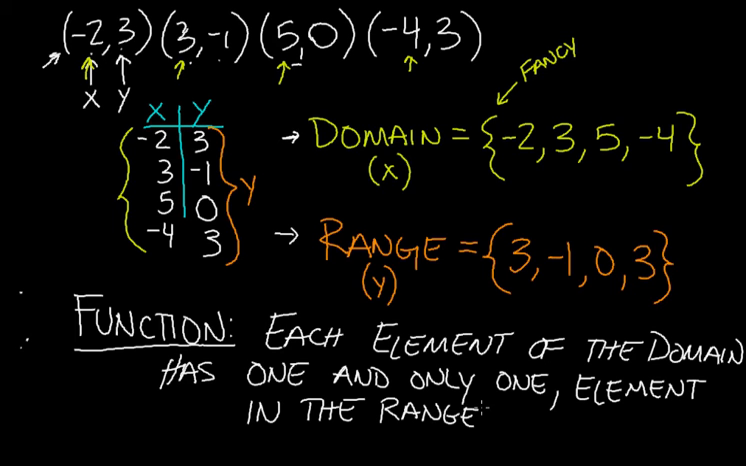It says that everything in the x is only paired up with one thing in the y's. So all these members of the domain, they've only got one partner in the y. Again, if you need to pause it, you can, but I'm going to keep going.